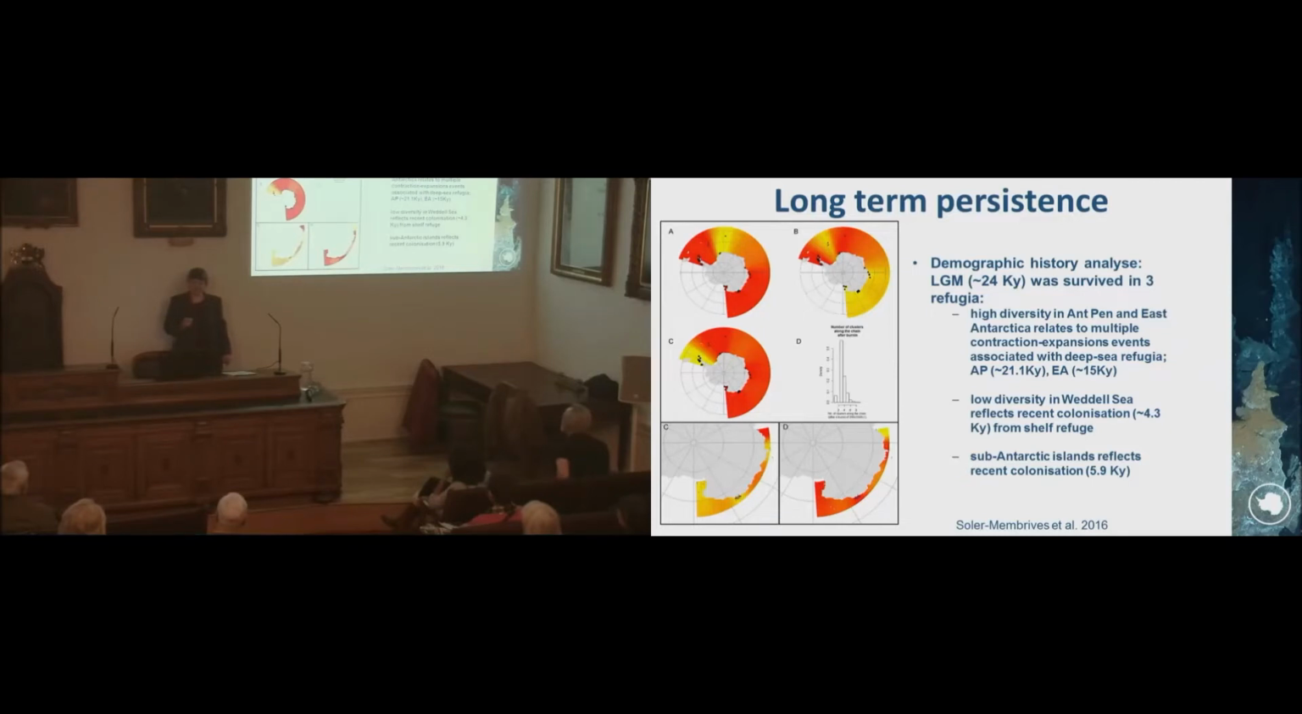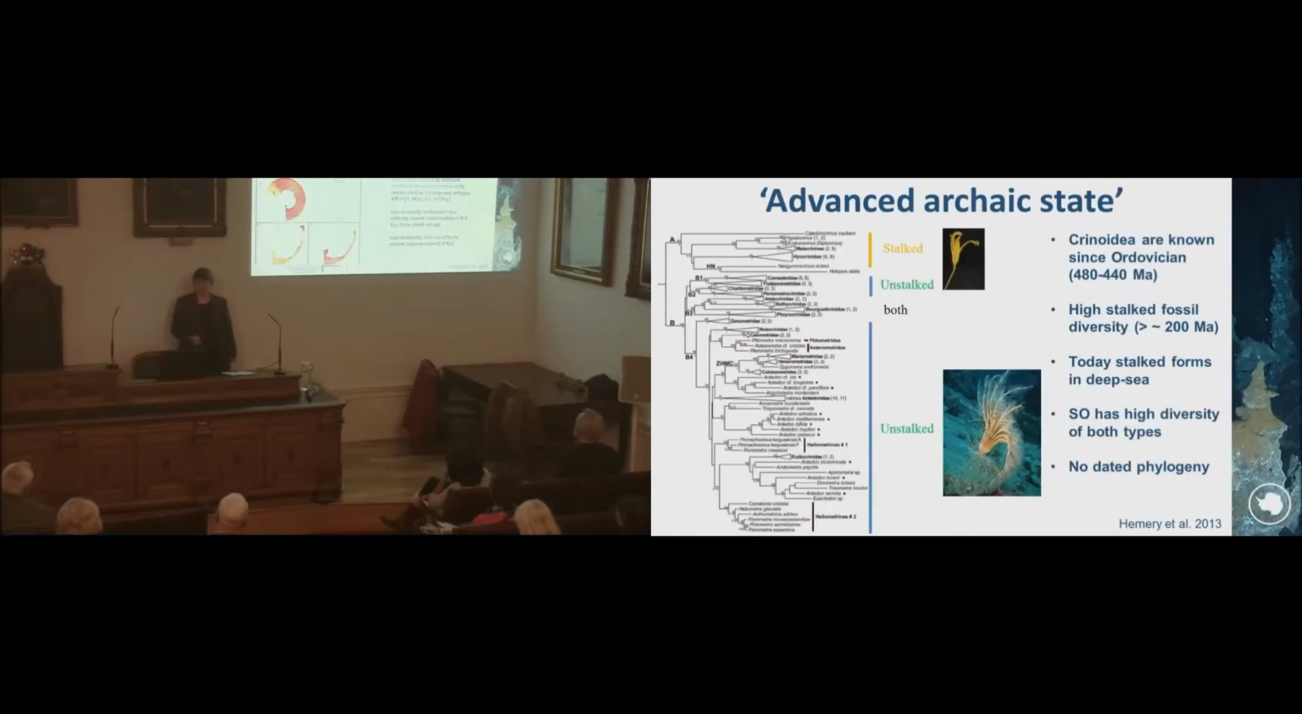The diversity in the Weddell Sea reflects a more recent colonization from one shelf refuge somewhere in the Weddell Sea, and we are now trying to find out where these shelf refuges exist, because this means that when we have the last glacial maximum and the ice shelf continued to the continental shelf edge, somewhere underneath the ice shelf, we had pockets of seawater where animals were able to survive.